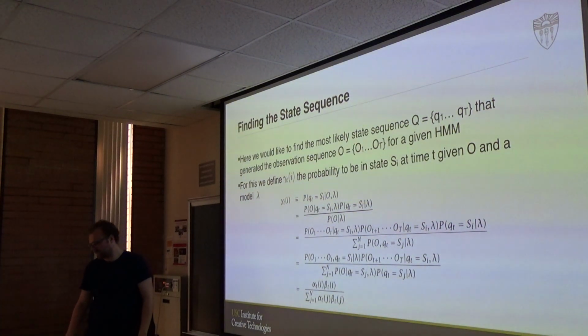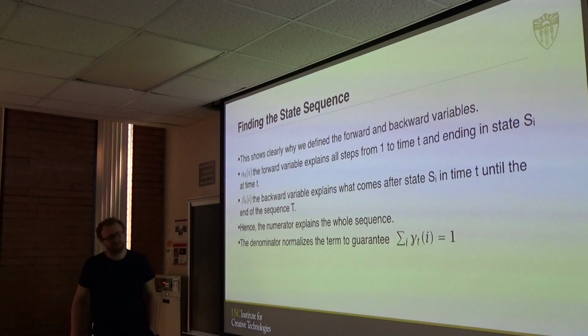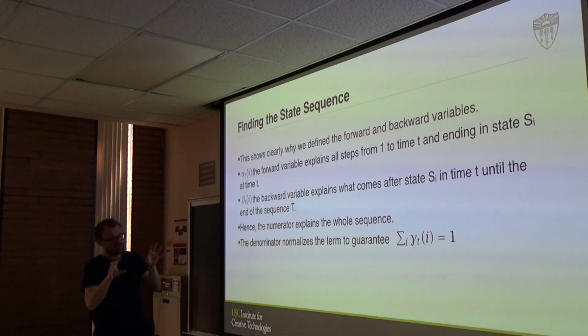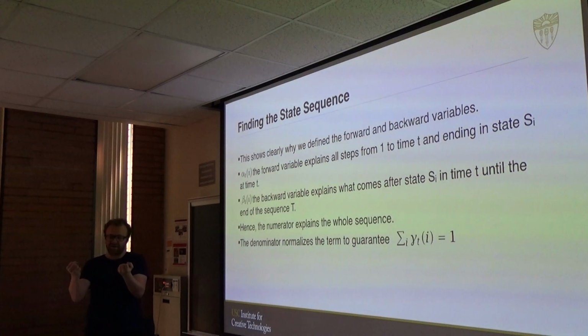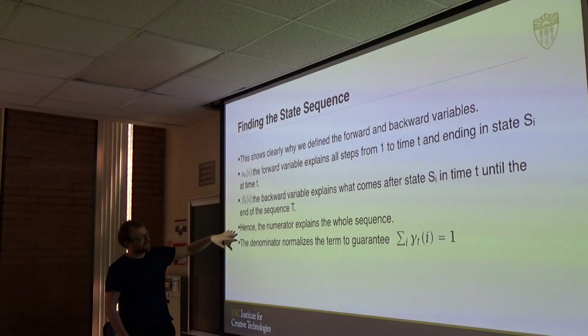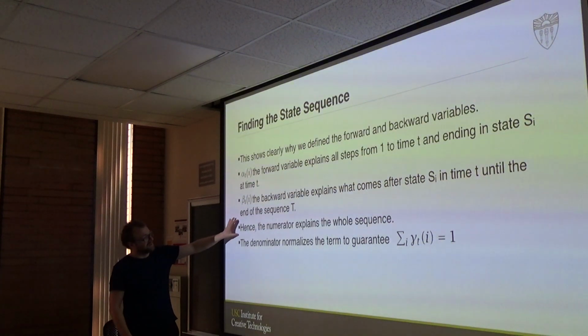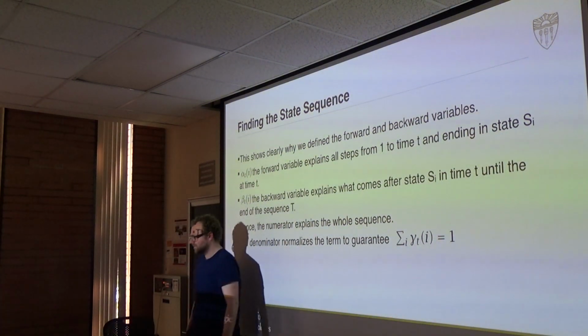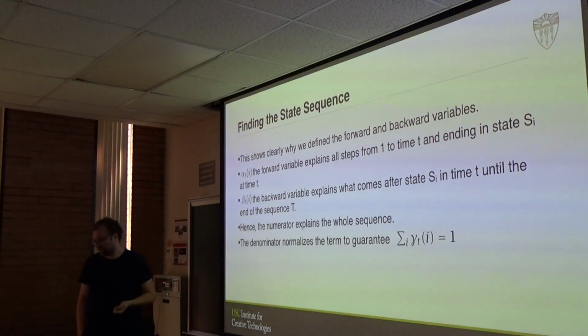Okay, and so this gamma variable is going to be important, and it basically splits up into this forward and backward variable. The numerator explains the whole sequence, and the denominator normalizes the term to guarantee that gamma over all possible states i at a given time sums to 1.